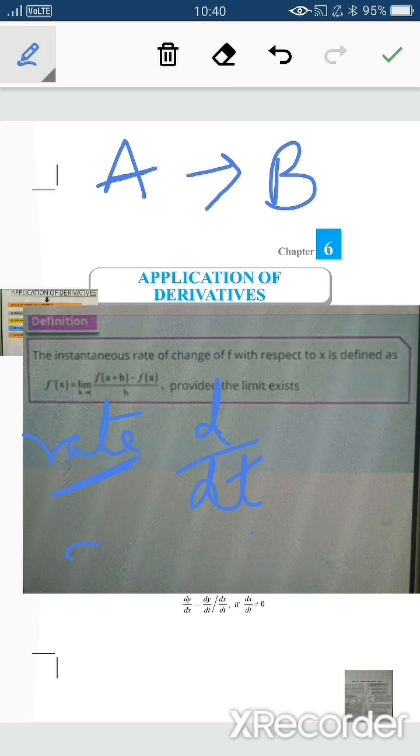If you write dy by dx, it means rate of change of y with respect to x. If I take another example, dV by dx, where V is the volume and x is the length of the cube, it means rate of change of volume of the cube with respect to its length. So it is not so that rate implies derivative with respect to time. These things you have to keep in your mind. So this is clear to you.